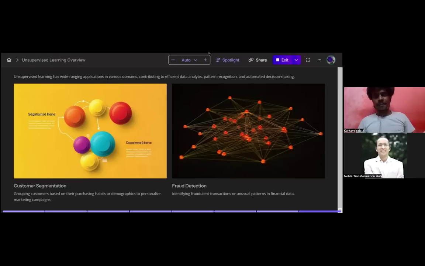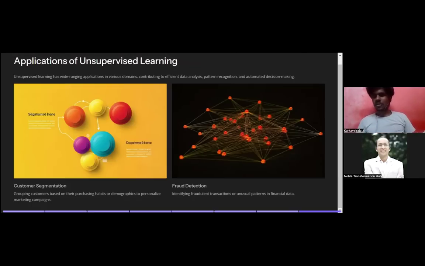I'm again saying this is not the only application that we have for unsupervised learning. There are multiple applications. These are only the listed applications that I have explained. Any application like this can be handled by unsupervised learning. Hope you guys can understand. So, sir, over to you.